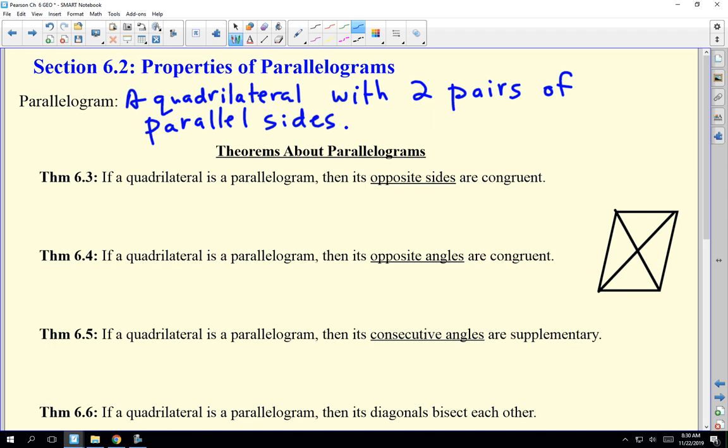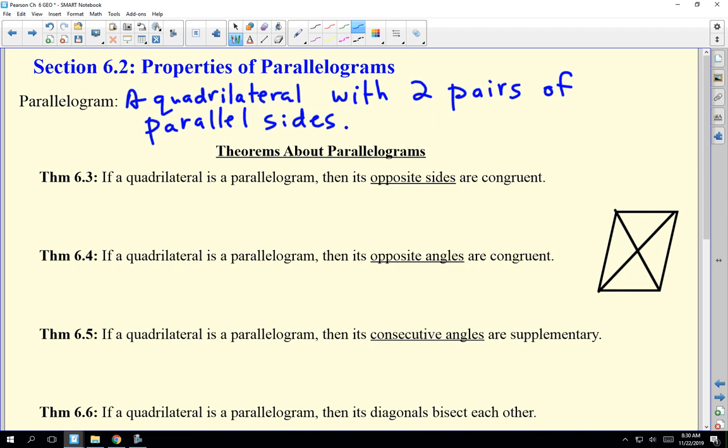The next four theorems are true if you establish that it's a parallelogram. So if a quadrilateral is a parallelogram, then its opposite sides are congruent. With the two pairs of parallel sides, if you break the parallelogram into two triangles, like this one over here, you can actually prove, ultimately using congruent triangles and CPCTC, that the opposite sides are congruent. Okay, you'll get a chance to do that later.